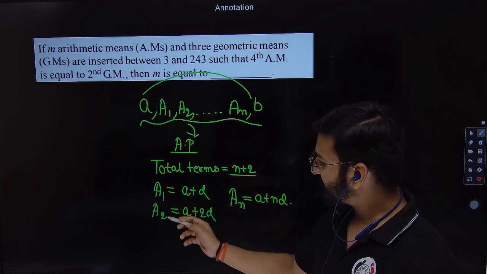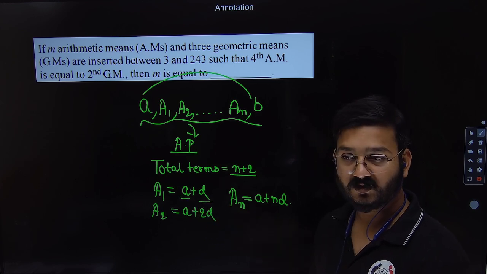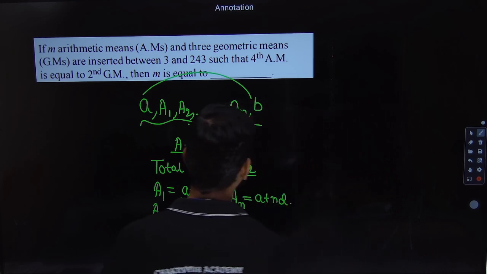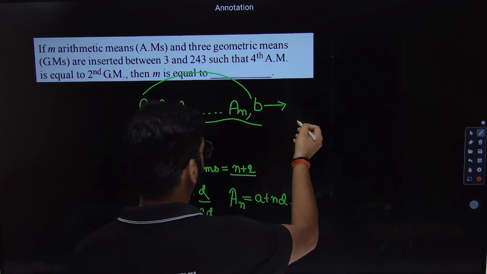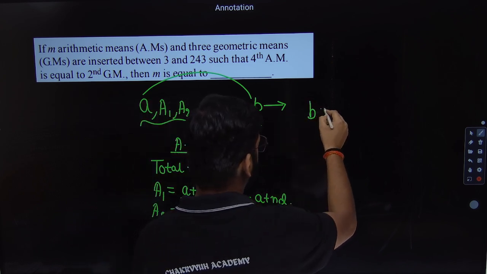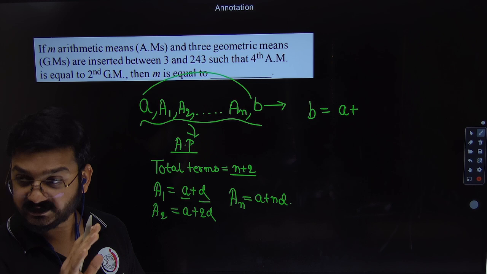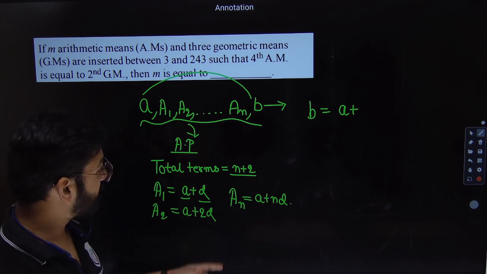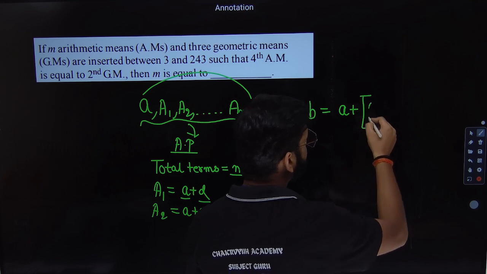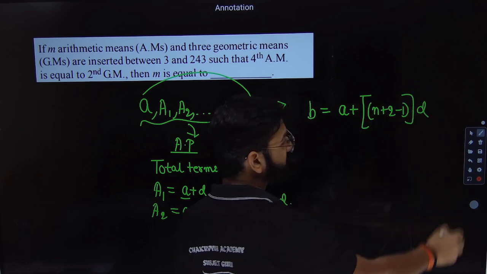For finding any arithmetic mean, which two things are required? First term and common difference. So what will be B here? B is the last term. What is the formula for the last term? A plus n minus 1 into D, where n is the total number of terms. What is the total number of terms here? N plus 2. So it will be A plus n plus 2 minus 1 into D.